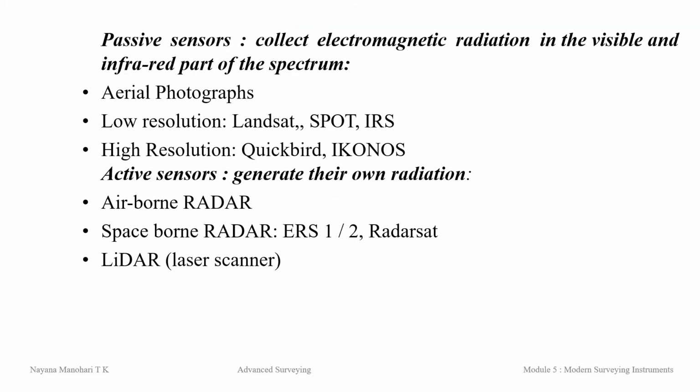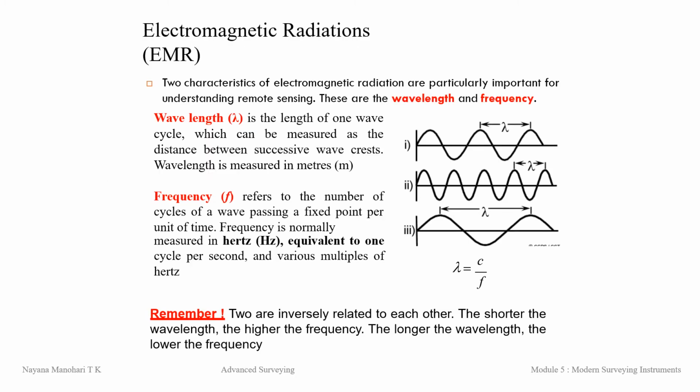See here, passive sensors collect electromagnetic radiation in the visible and infrared part of the spectrum. Examples are aerial photographs, which are low resolution, and Landsat, SPOT, IRS, which are high resolution. Active sensors include airborne radar and LiDAR. These are the examples. Next very important topic is electromagnetic radiation.